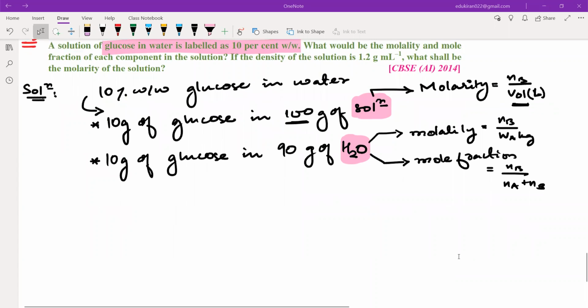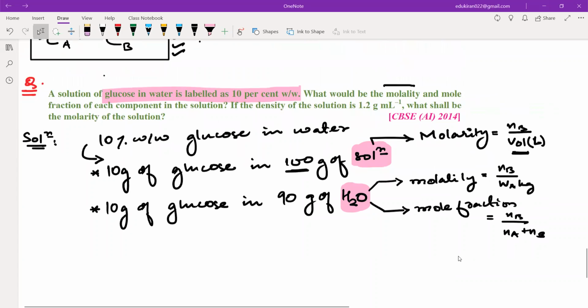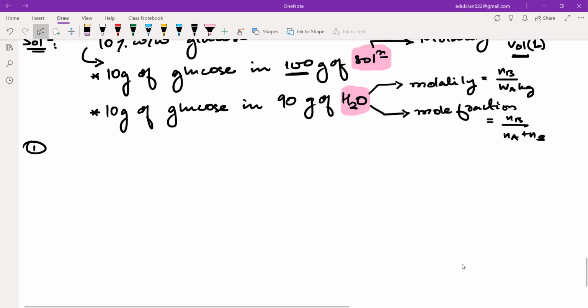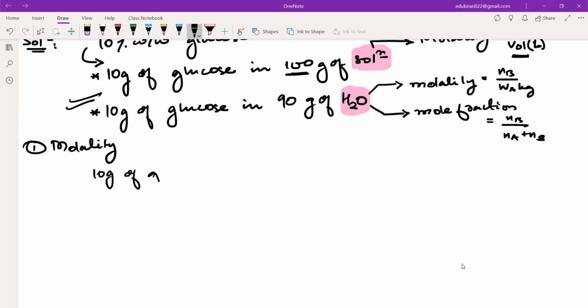Okay, so first of all, they have asked us to calculate the molality and mole fraction. That is what we do first. We will calculate the molality and mole fraction. Please listen here, don't write anything. Now molality. Which statement? The second statement is useful. So we'll write the second statement: 10 gram of glucose in 90 gram of H2O.